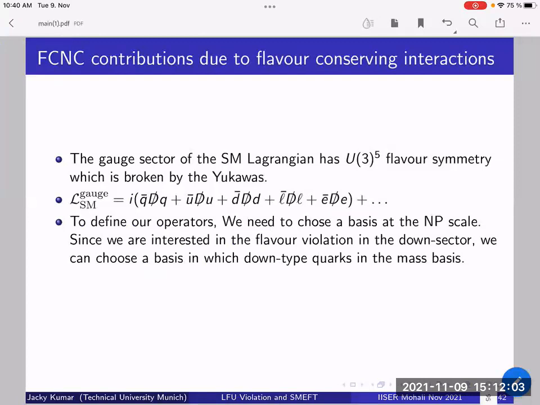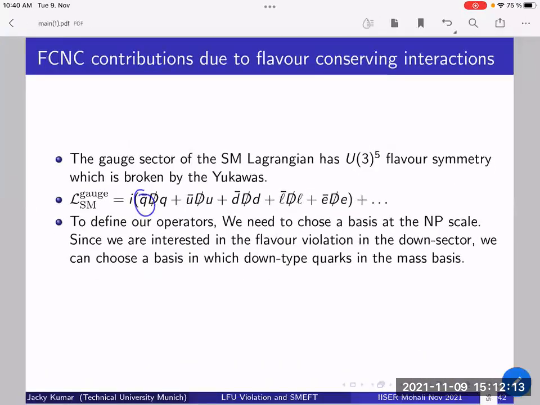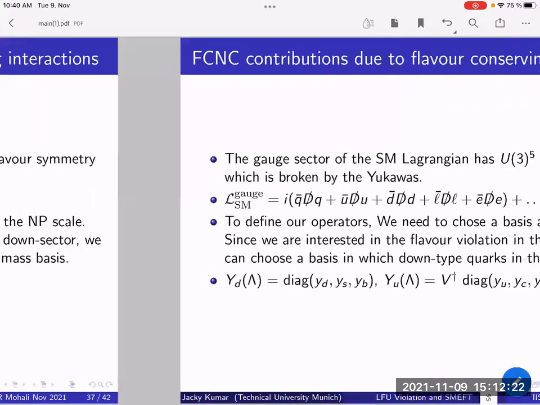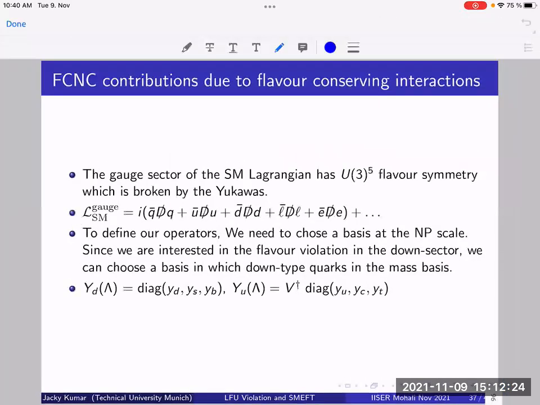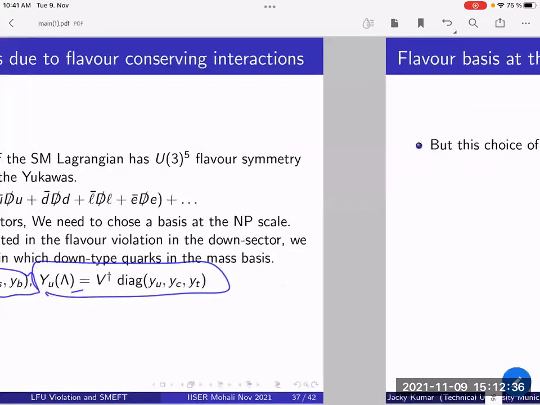So to define your operator at the high scale, you need to choose some basis for these quarks, right? And since we are interested in the down sector, we can choose a basis in which down quarks are in flavor mass eigenstates and up quarks are not. So at the high scale, the structure of our Yukawas will look something like this. Y_D is diagonal and Y_U is CKM dagger times the diagonal part.